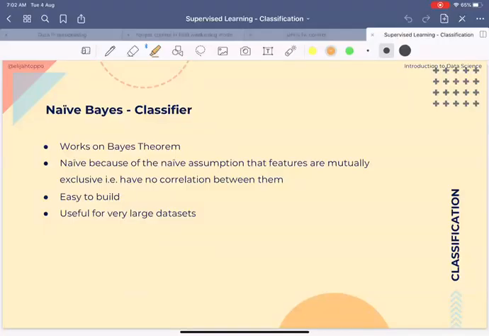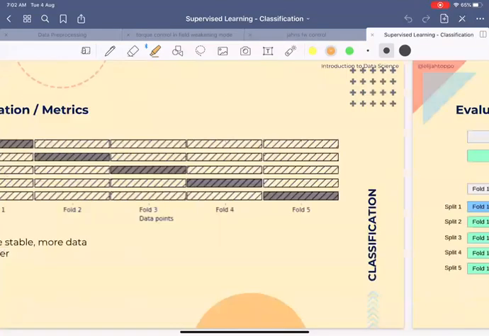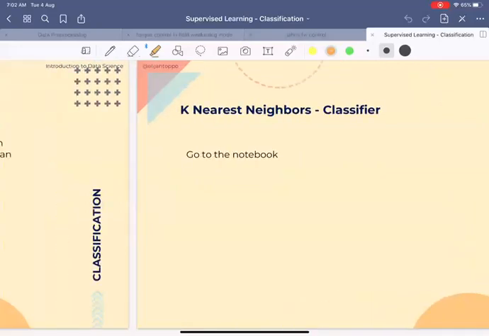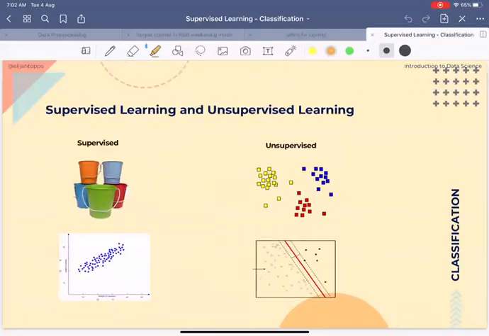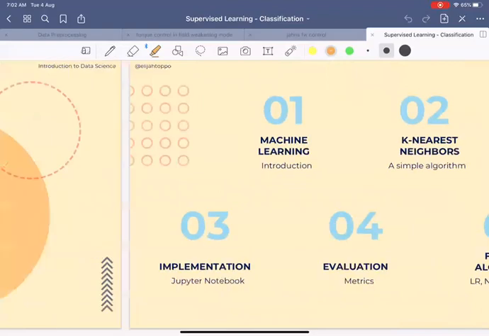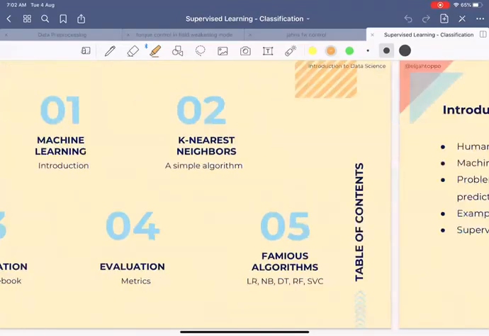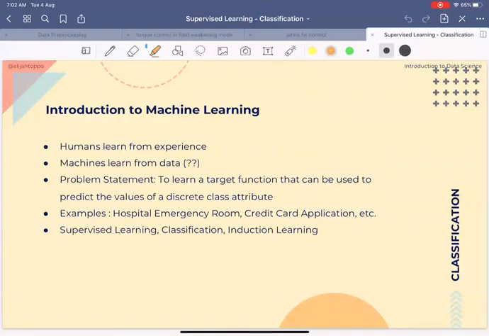Okay, so in the last class, we started talking about different machine learning algorithms. In fact, we are into classification learning, and what we have done so far is just to understand in general what is machine learning. Basically, machine learning is using data as experience for the machine, for the model, and training that data to learn a target function that can be used to predict values.